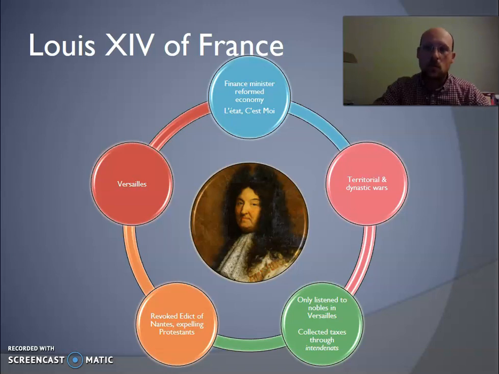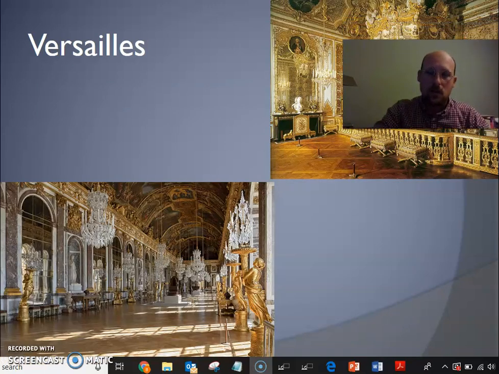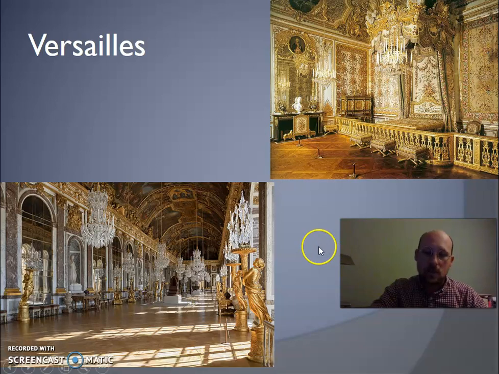So Louis is really well known as greatly consolidating French power into the hands of the monarch itself. There's a few pictures of Versailles. It's a huge palace, and like we said, all the nobles had to live here if they wanted to get anything done. And so this is really emblematic of Louis's reign.